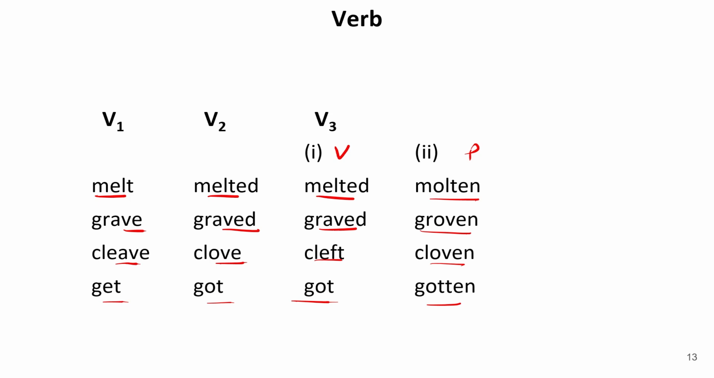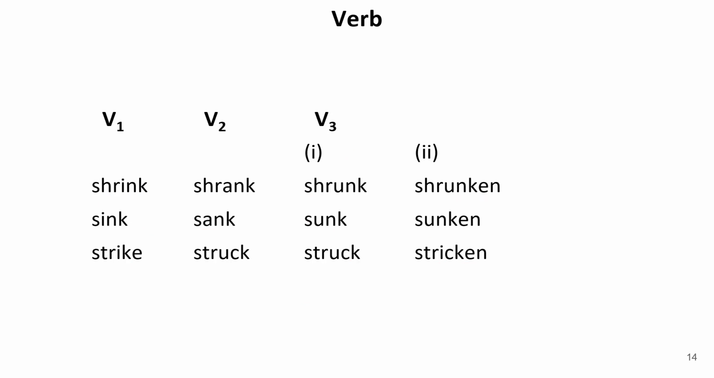So these are the forms of verbs which have two third forms, one used as a verb and another used as a participle. Now let us move further. Again, we have some verbs. Shrink, then the second form is shrank, the third form is shrunk, and another third form is shrunken. Sink, sank, sunk, sunken. So sunk is a verb, whereas sunken is a participle. Strike, struck, stricken. So these are the forms of verbs.